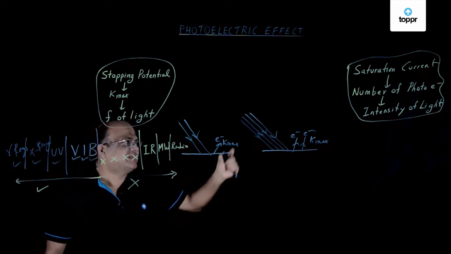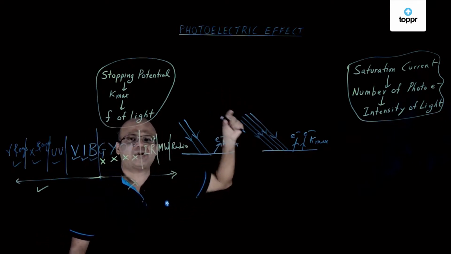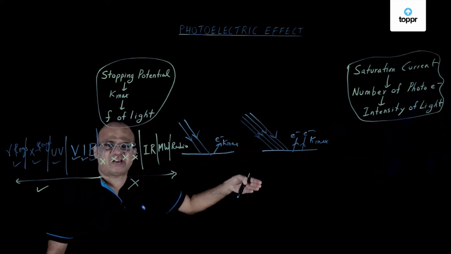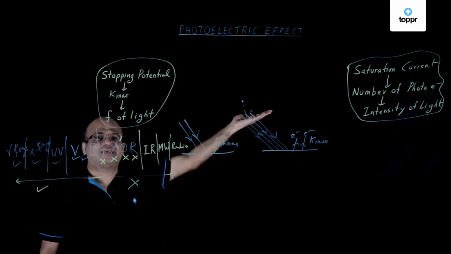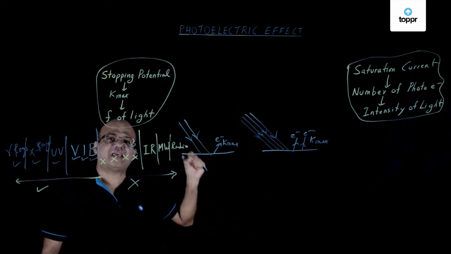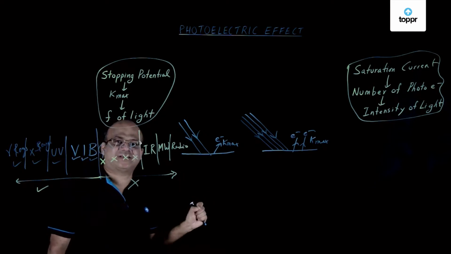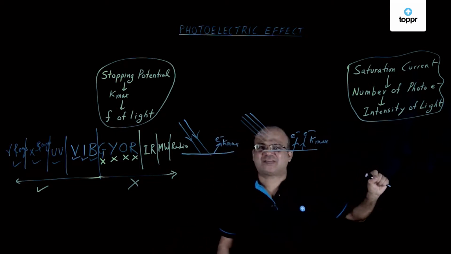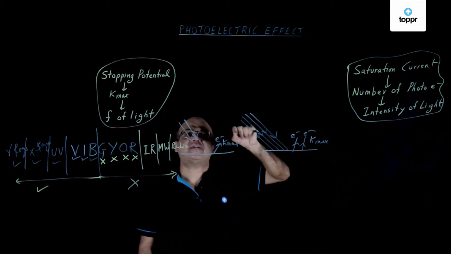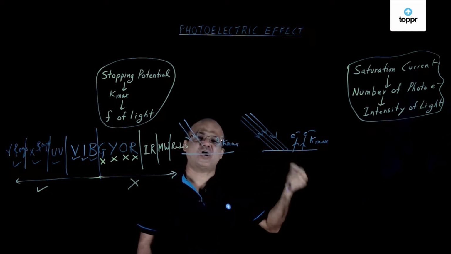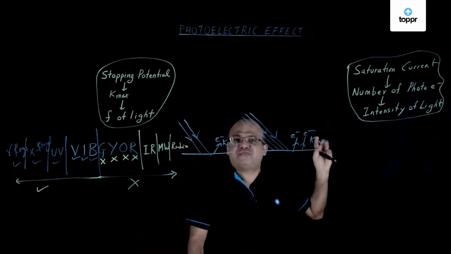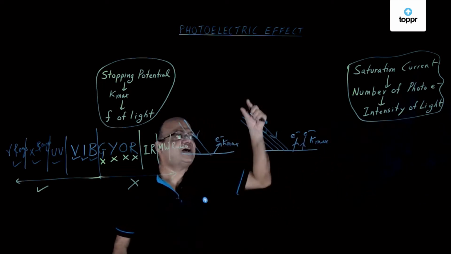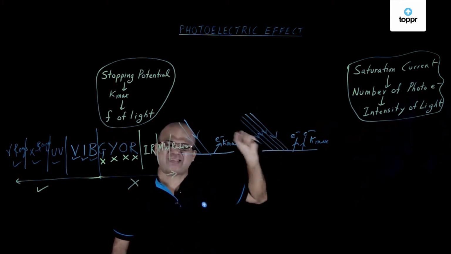According to wave theory, this much blue light has much higher energy, and more energy is falling on the metal surface per second. So electrons should come out with more Kmax. But actually they come out with the same maximum kinetic energy. So this is the first problem. According to wave theory, Kmax of photoelectrons should depend on intensity of light. But actually they do not depend on intensity of light, they depend on frequency of light. So the wave theory could not explain this. Low intensity blue light, high intensity blue light, the Kmax is the same.